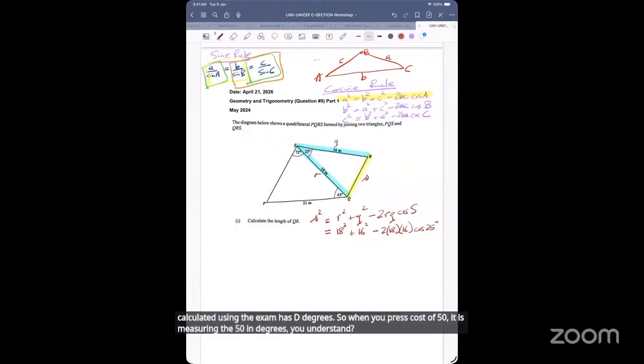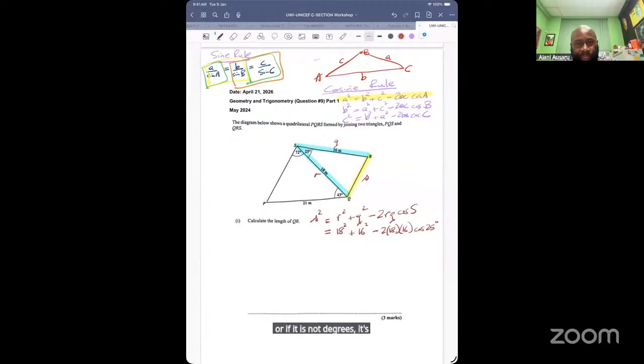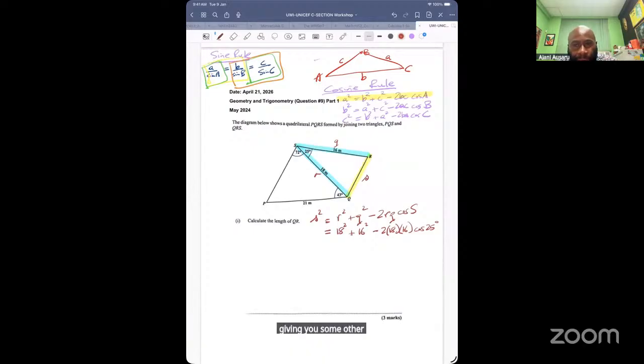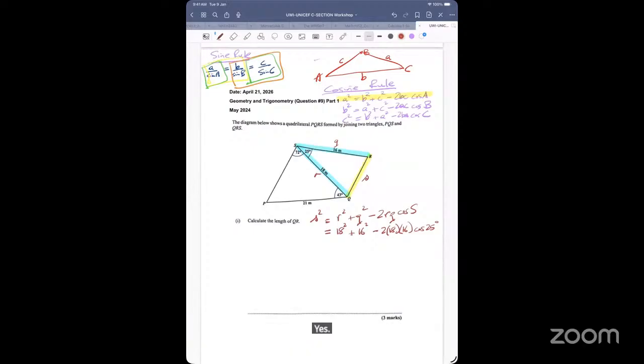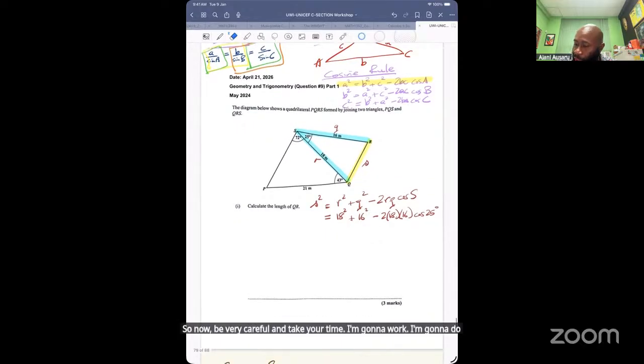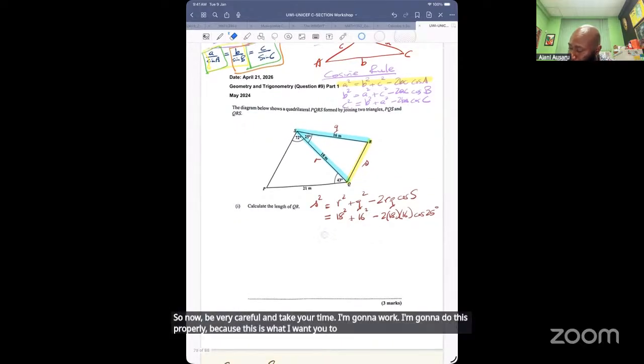Because if it is not degrees, it's going to give you the wrong answer. And it's not because you don't know what you're doing. It's because the calculator is giving you some other information. All right? So now be very careful and take your time. I'm going to do this properly, because this is what I want you to do in the exam, so you don't make any mistakes.